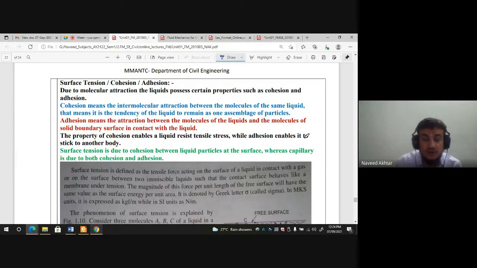Okay, so the property of cohesion enables a liquid to resist tensile stresses, while adhesion enables it to stick to another body. Another body, and a liquid sticks with the other body.